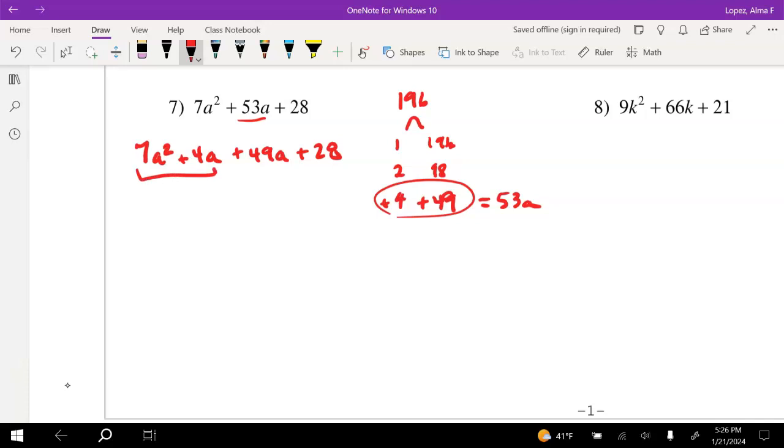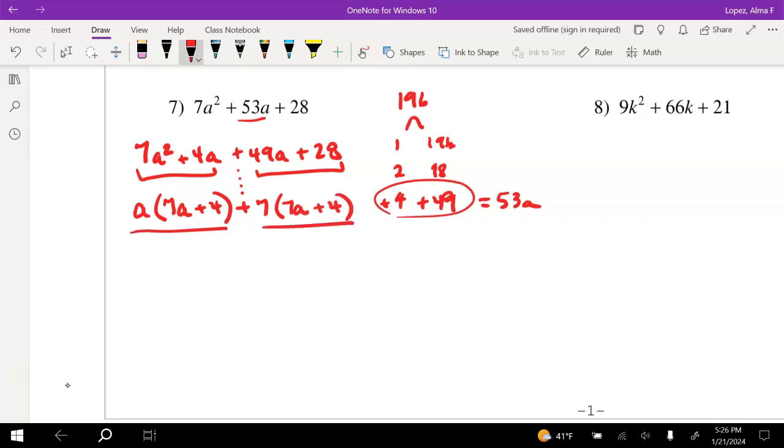I'm going to group the first two terms together. I'm going to group the second two terms together. The 7a squared and the 4a both have an a in common. When I factor it out, it's going to leave behind a 7a plus 4. When I bring down the plus sign, I'm going to look at the 49a and the 28. I can tell that they both have a 7 in common. And when I factor the 7 out of 49a, it's going to leave behind a 7a. When I factor the 7 out of 28, it's going to leave behind a plus 4.